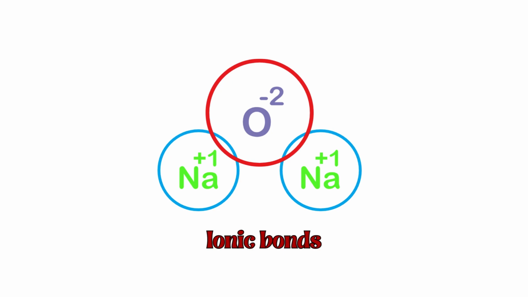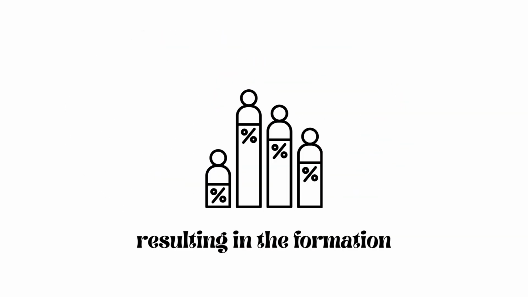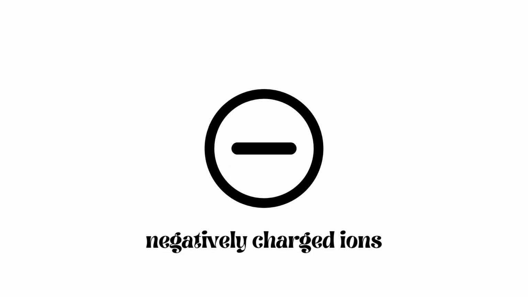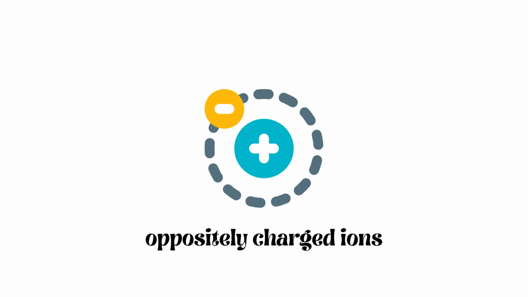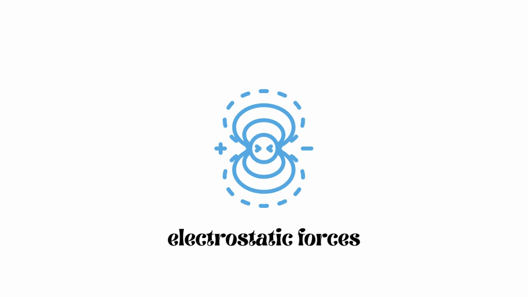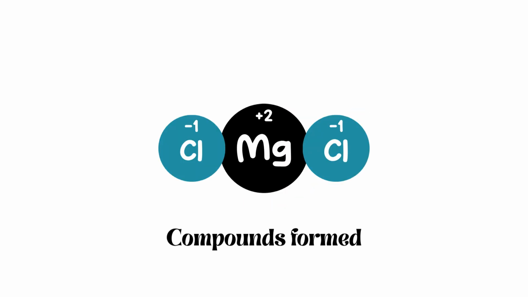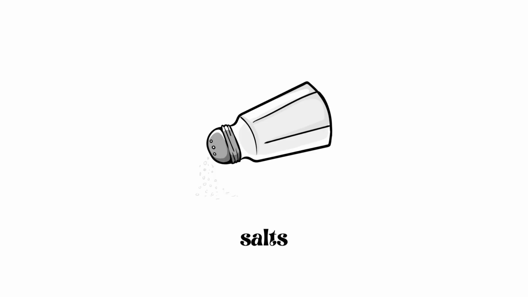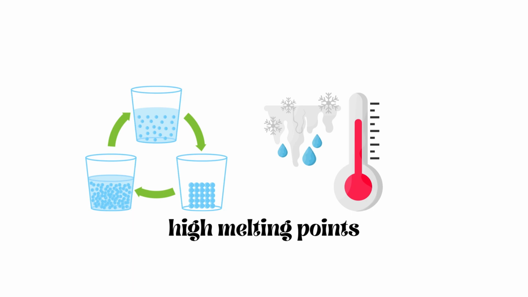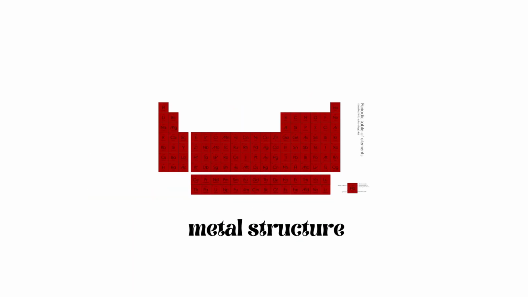Ionic bonds form when atoms transfer electrons from one atom to another, resulting in the formation of positively charged ions, cations, and negatively charged ions, anions. These oppositely charged ions attract each other due to electrostatic forces, creating an ionic bond. Compounds formed through ionic bonding are called salts, characterized by their crystalline structure and high melting points. Metallic bonds occur between metal atoms within a metal structure.